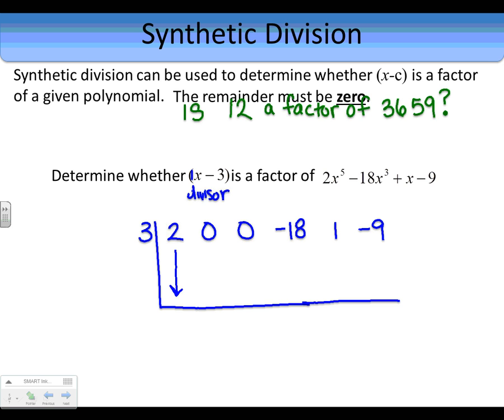All right, so I'm going to bring my 2 down. 3 times 2 is 6. Add those together and get 6. 3 times 6 is 18. Add those together and get 18. 3 times 18 is 54. So 54 plus negative 18 is going to be 36.